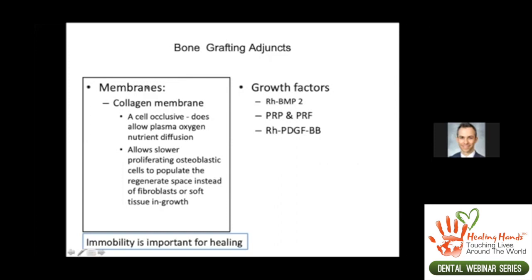I do like using membranes. Cross-linked collagen membranes are available, and they basically help cover your particulate graft. These are typically cell-occlusive membranes, so they prevent the ingrowth of epithelial cells and other soft tissues, and they protect the bony regenerate. They do allow plasma and oxygen and nutrients to diffuse into the regenerate to allow that bone regeneration, which is typically slower than growth and reproduction of epithelial cells. And so it allows slower proliferating osteoblastic cells to populate the regenerate space instead of fibroblasts or soft tissue ingrowth.